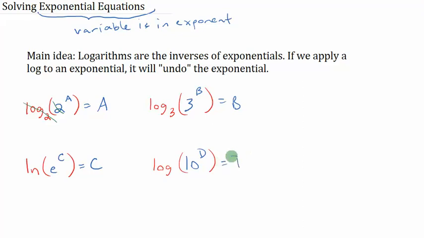Okay? So if you want to undo an exponential with a particular base, apply the logarithm with the same base. Natural log is base e and log is base 10 with no subscript written. And those will undo your exponentials. So let's see this in action now if I want to solve some exponential equations.